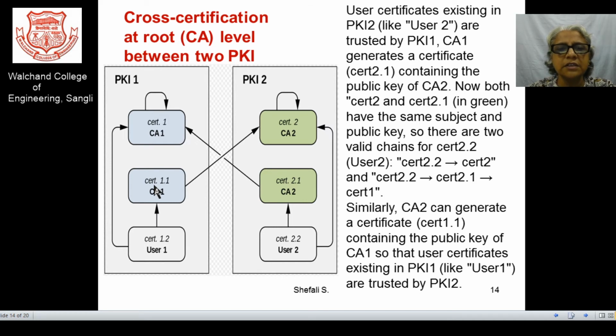In a similar way, certification authority 2 can generate the certificate 1.1, which may be for user 1. Such certificates may get created by exchanging the keys, that is, the public keys of the other certification authority, into the first public key infrastructure. This can contain the public key of CA1, so that user certificates existing in PKI1, like user 1, can get trusted by PKI2. So these are the common discussions we can carry out here.